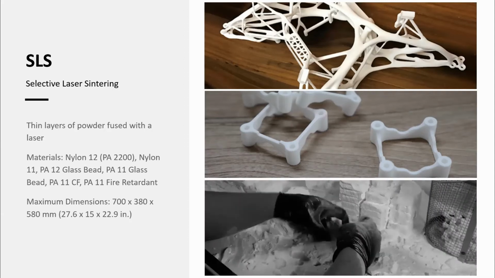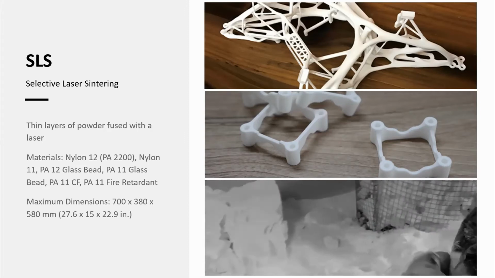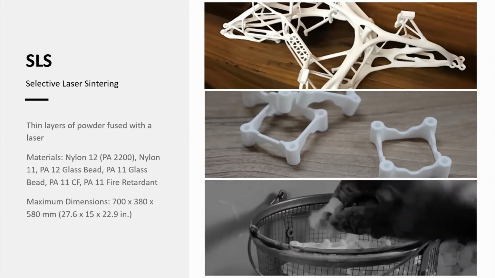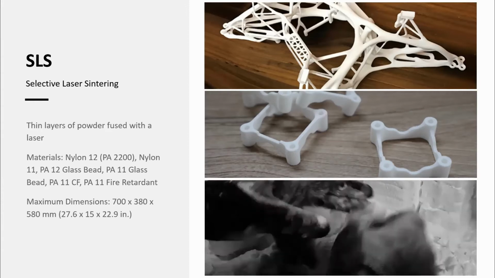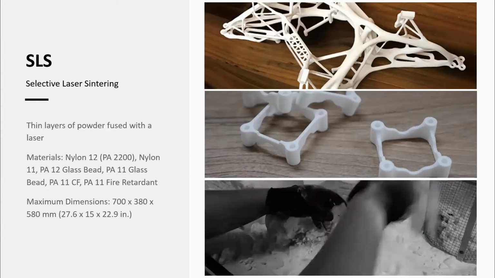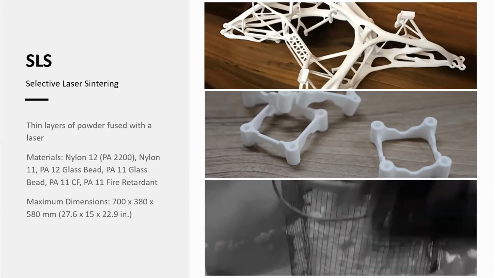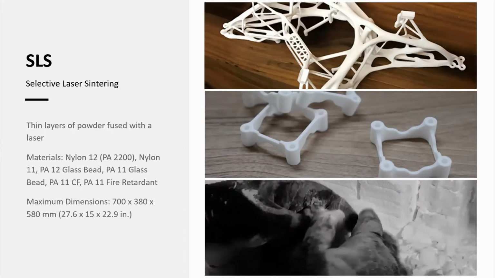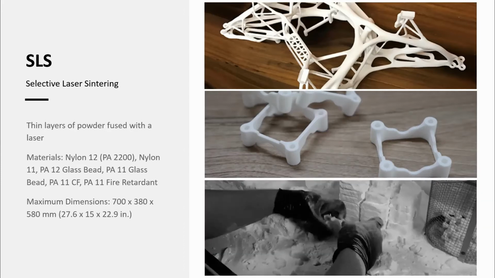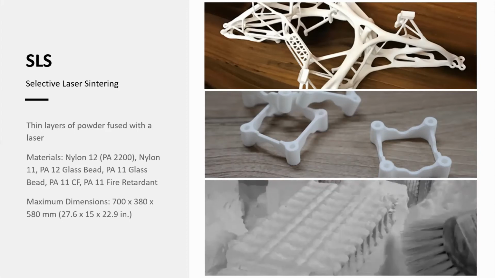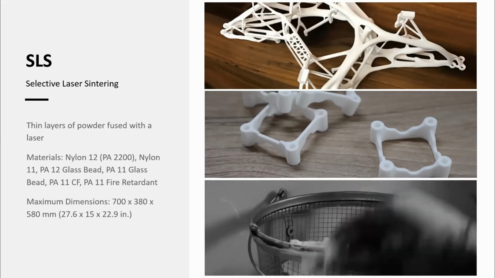Most of these parts come off the printer a bright white color, with the exception of carbon filled, which is gray, and glass bead, which is slightly off-white. SLS is also capable of medium to large parts up to 700 by 380 by 580 millimeters. However, it may not be quite as fast or as cost efficient for these large parts as SLA.